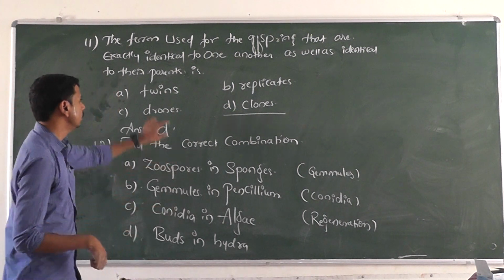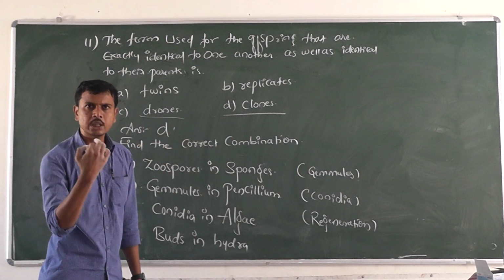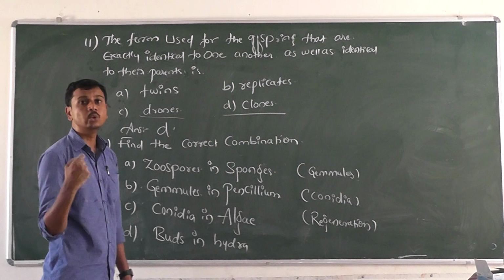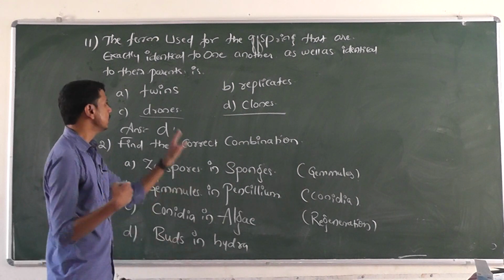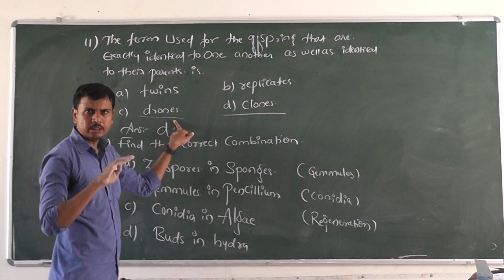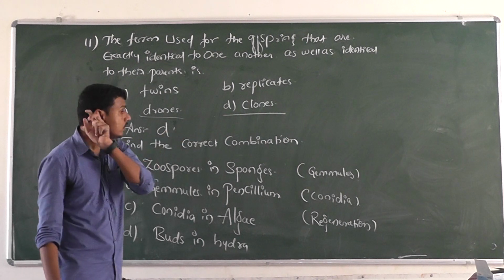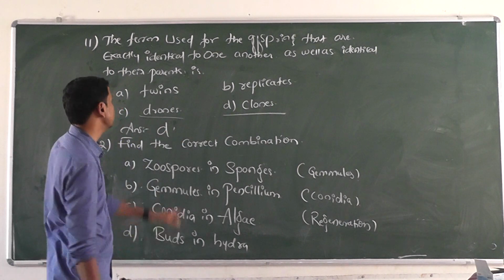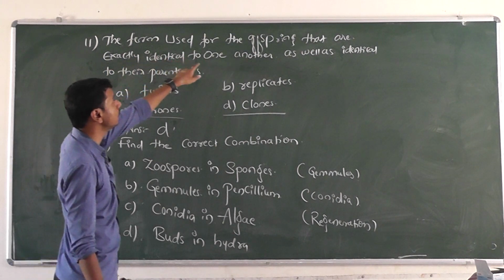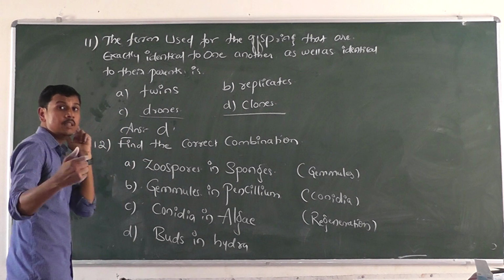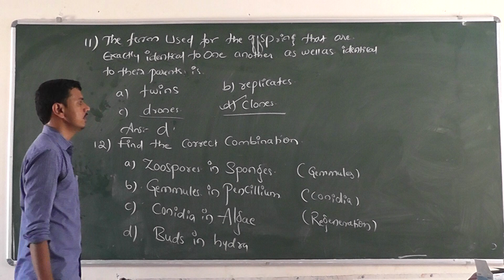Commonly, drones are honeybees. In honeybees, drones develop through parthenogenesis. Parthenogenesis is not asexual reproduction, it is a sexual reproduction itself. So clones are asexual reproduction. The question asks for offspring that are exactly identical to one another, which is asexual reproduction. So option D is the right answer.